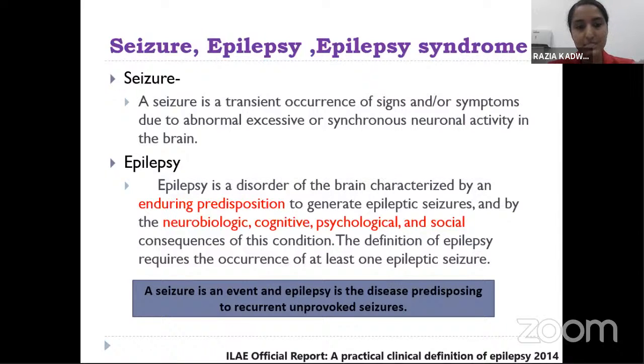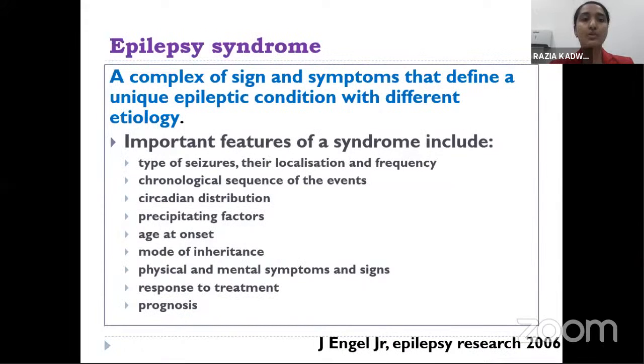So the difference is seizure is an event, whereas epilepsy is a disease which predisposes to recurrent unprovoked seizures. And what is an epilepsy syndrome? So epilepsy syndrome is a unique epileptic condition which has a complex combination of signs and symptoms. So each epilepsy syndrome is different.